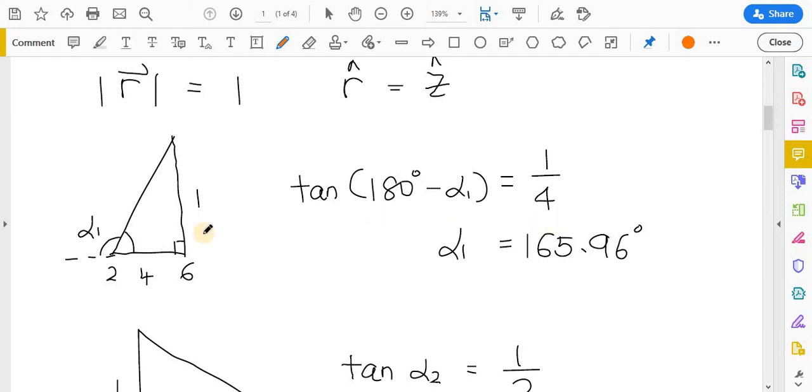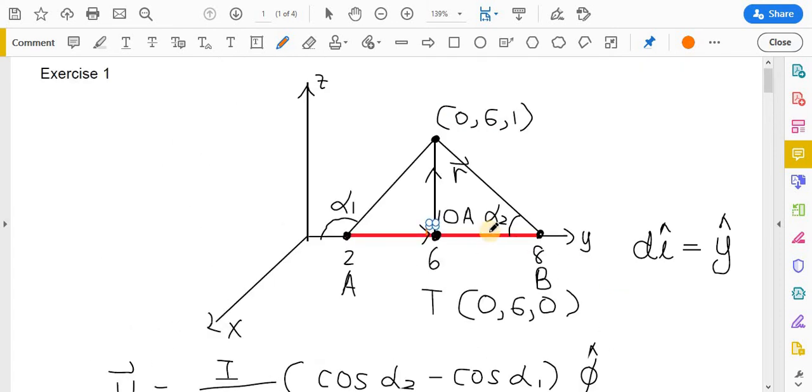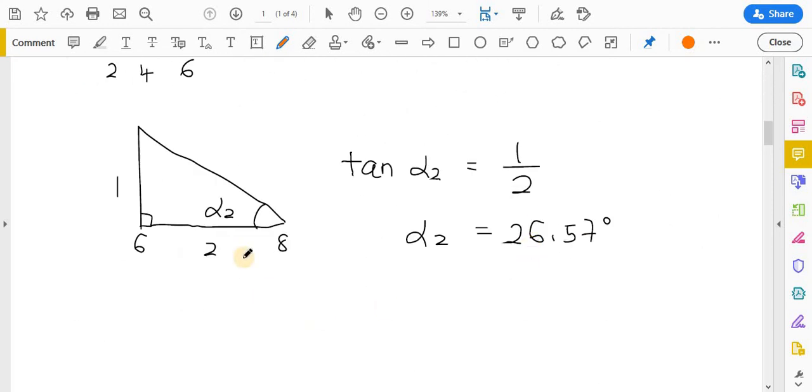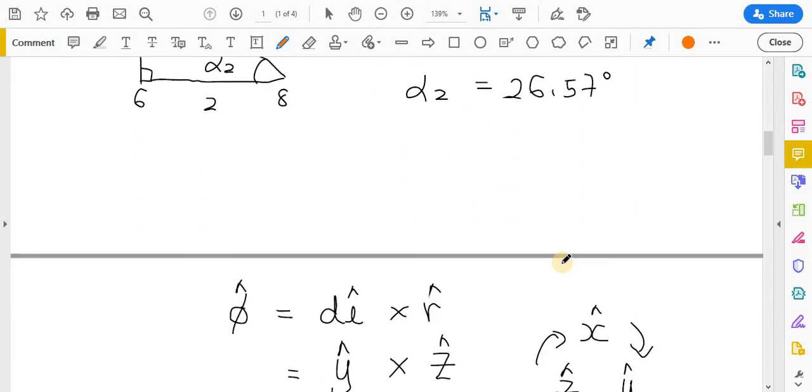If I use the tangent, it will be opposite over adjacent. So you will get your angle, which is equivalent to 165.96 degrees. Now let's look at alpha 2. I will draw this triangle. This is 6, this is 8, so the length will be 2 and here the length will be 1. Again, I use the tangent. The angle will be 26.57 degrees.